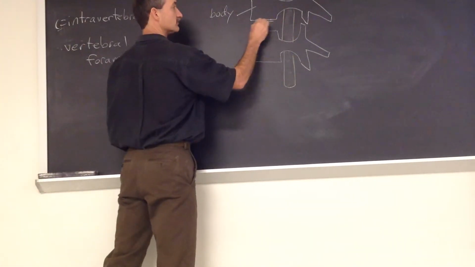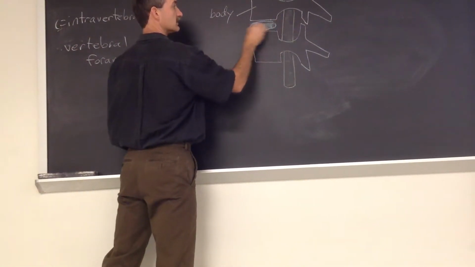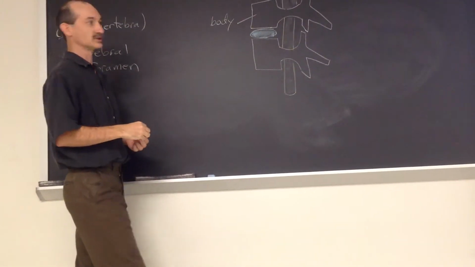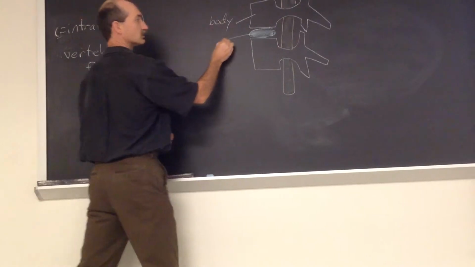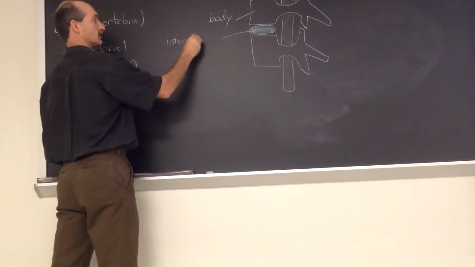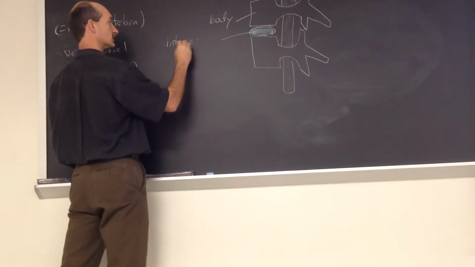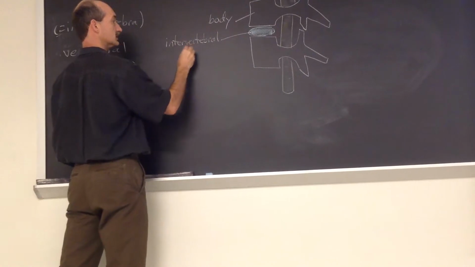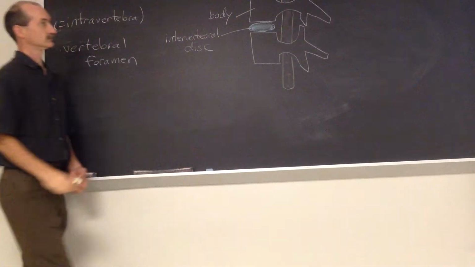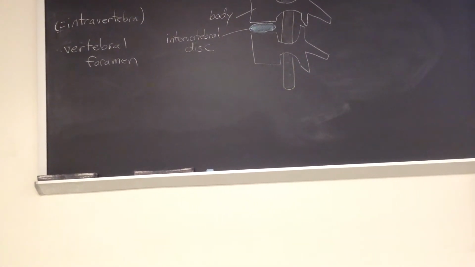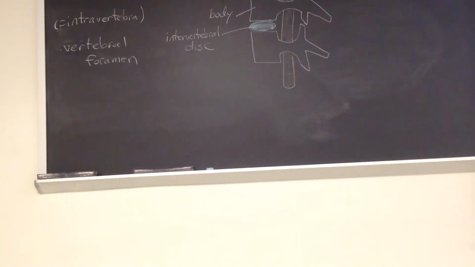Between the successive bodies, there is a fibrocartilage structure. So I'm drawing it blue because we've often shown cartilage as blue. This is a fibrocartilage structure called an intervertebral disc. Disc with either a C or a K, either one's fine. That's that fibrocartilage structure between successive vertebrae.